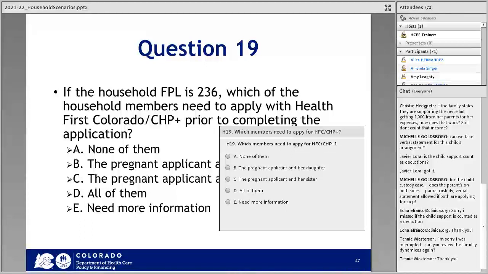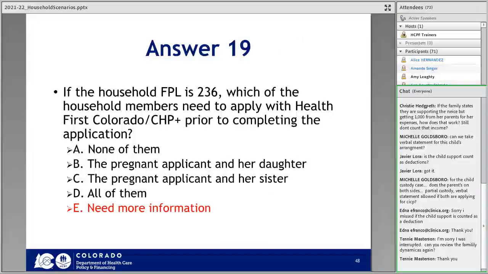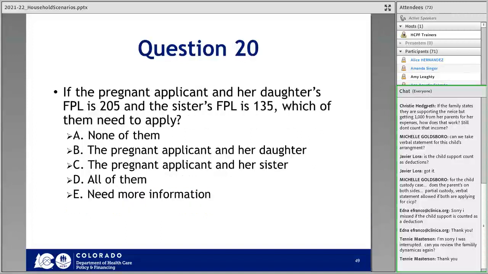All right, a few more seconds on this one. Okay, so you actually need more information to figure out if any or all of the household members need to go apply with Health First. So if the pregnant applicant and her daughter's FPL is 205 and the sister's FPL is 135, which of them need to apply?